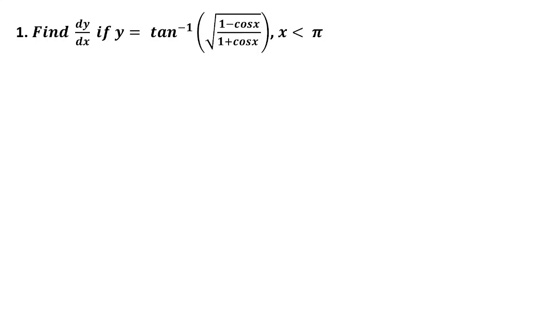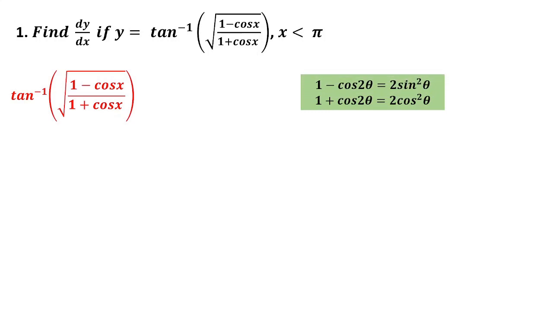Sin inverse of sin x is equal to x. Cos inverse of cos x is equal to x. Tan inverse of tan x is equal to x. Fine. Now I am starting. I have a formula: 1 minus cos 2 theta is 2 sin square theta.